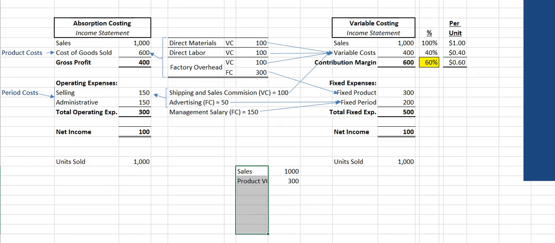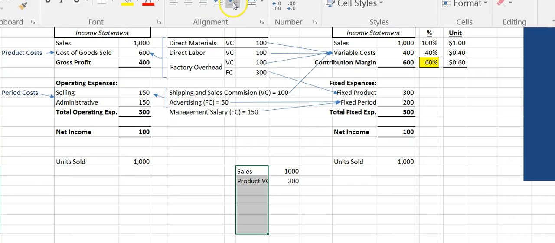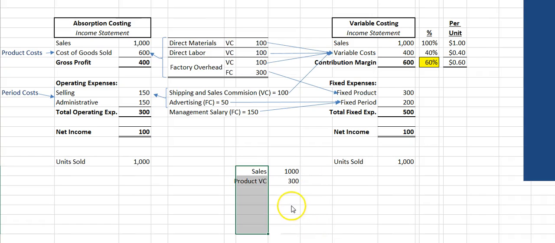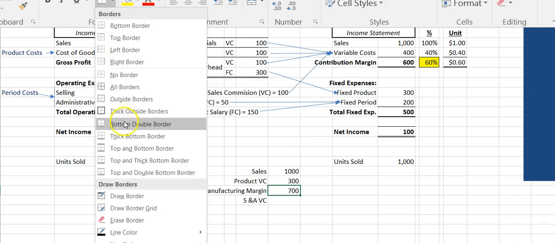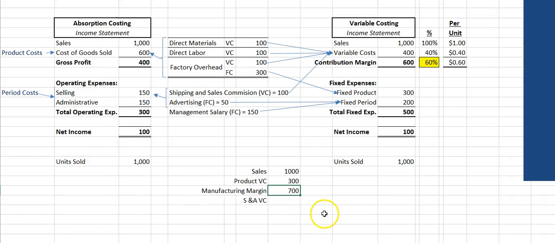Okay. This is what we call the manufacturing margin. So my manufacturing margin is nothing more than 1,000 minus 300. Okay, so my manufacturing margin is 700, and then we put selling and administrative variable costs, so this is one line in and of itself. Then you could subtract selling and variable, which would be right here, 100.